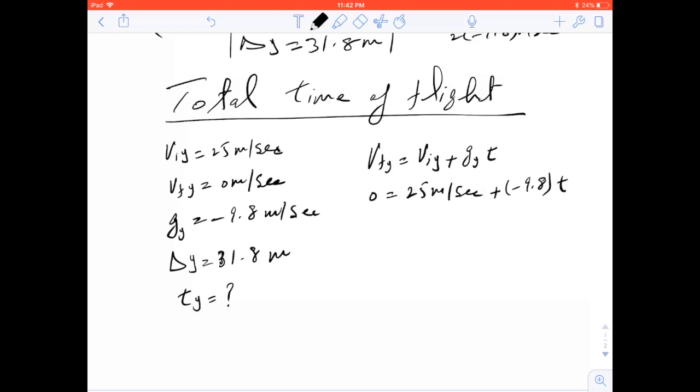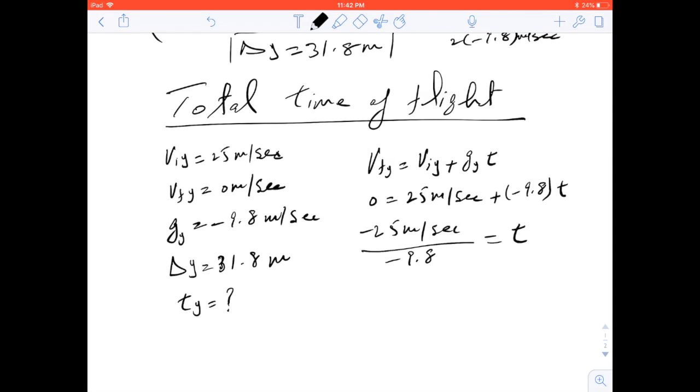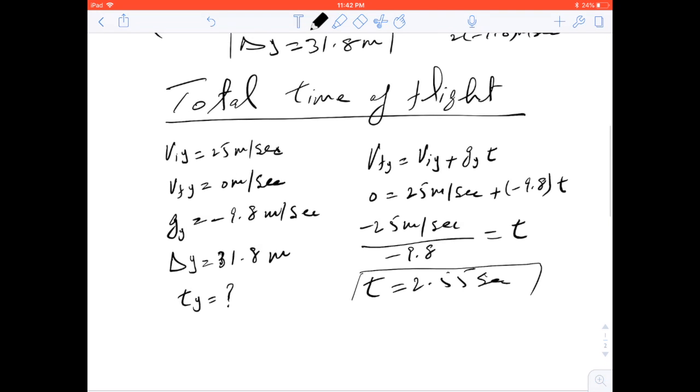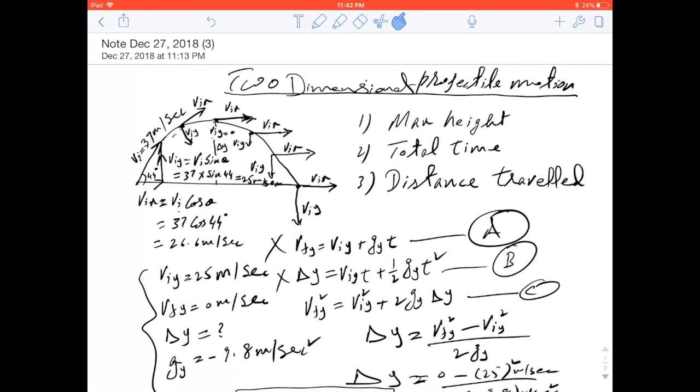So when we calculate this, 25 meters per second divided by negative 9.8, this is the time of flight, t equals 2.55 seconds for half of the flight, which means that we are calculating from this point to this point.